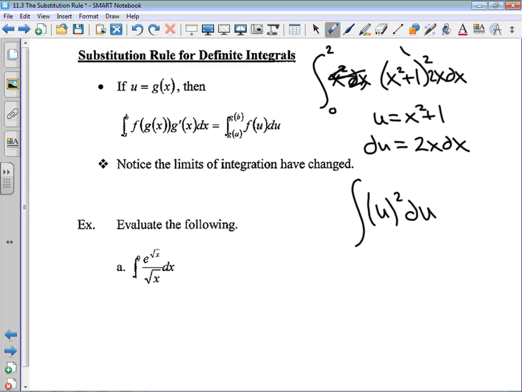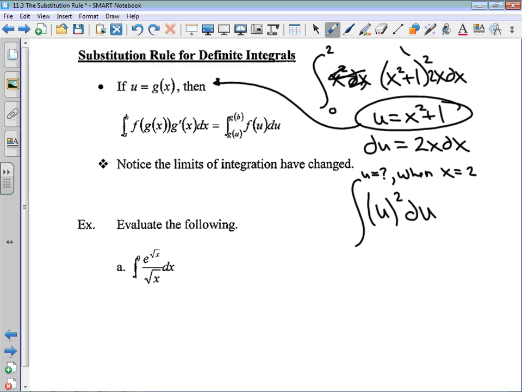The problem, though, is u is not 0 when x is 0. Essentially, what I've done here is this step right here, making u equal to g of x. So instead of 2, I'm going to put u is equal to an unknown when x is equal to 2, and the same idea, u is equal to an unknown when x is equal to 0. If only we had some way of identifying those values, and we do.